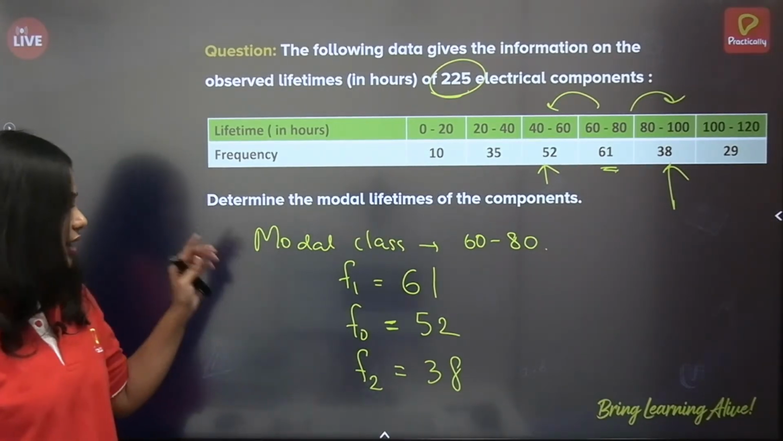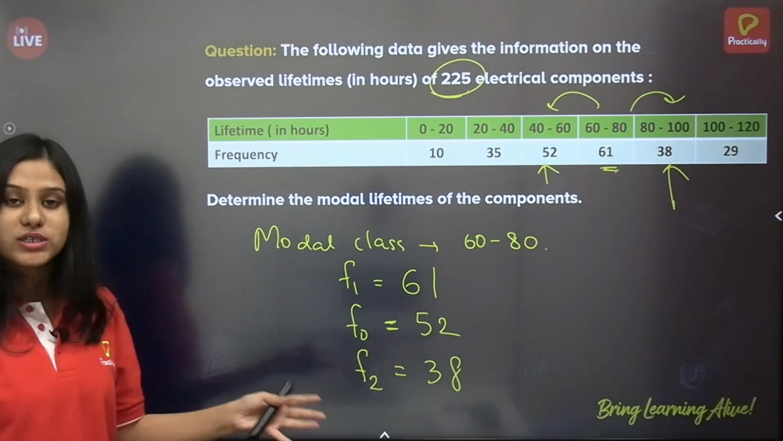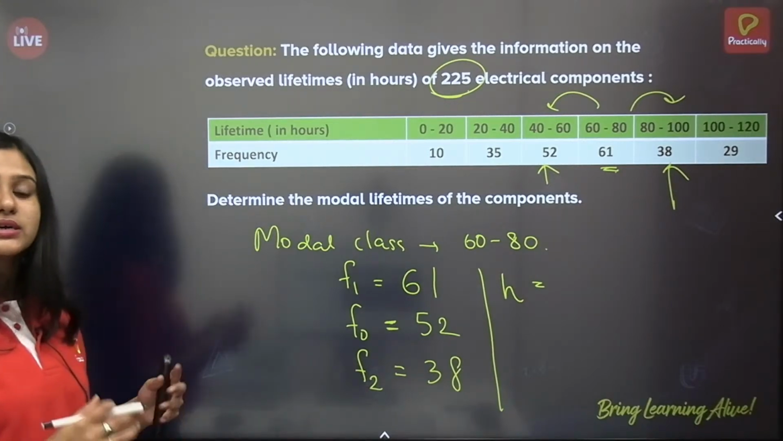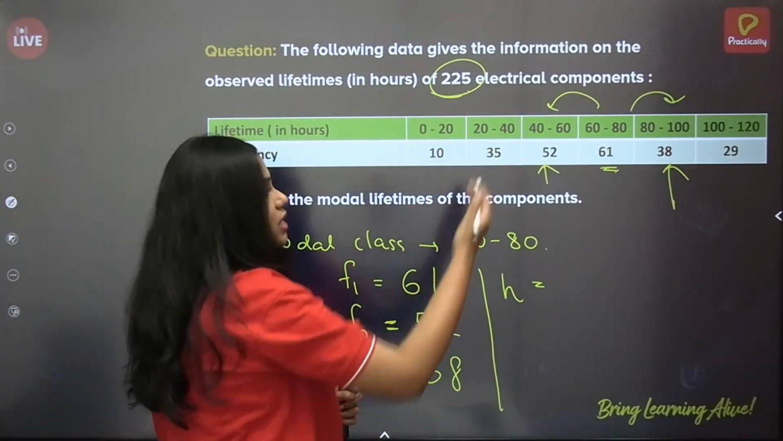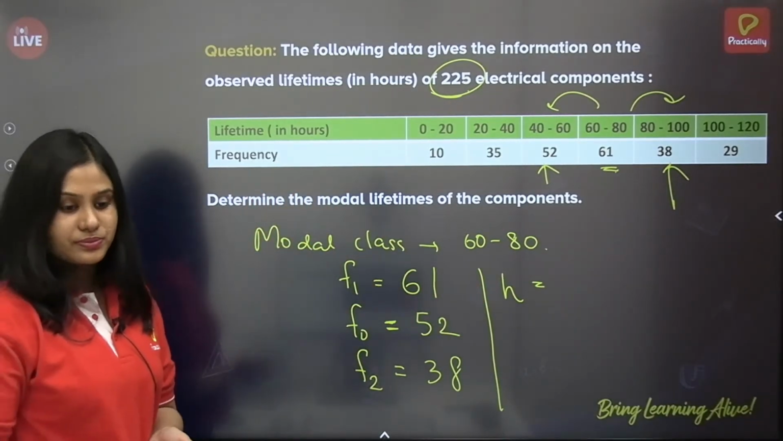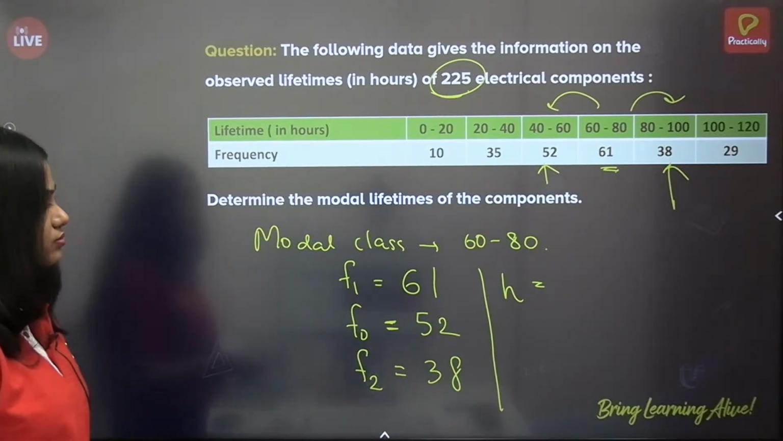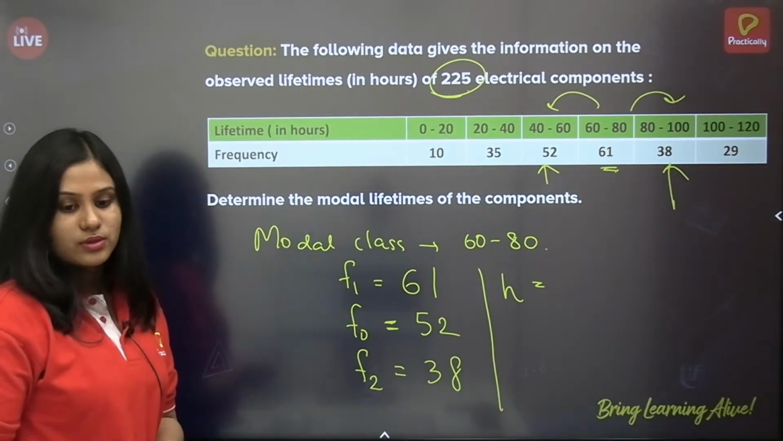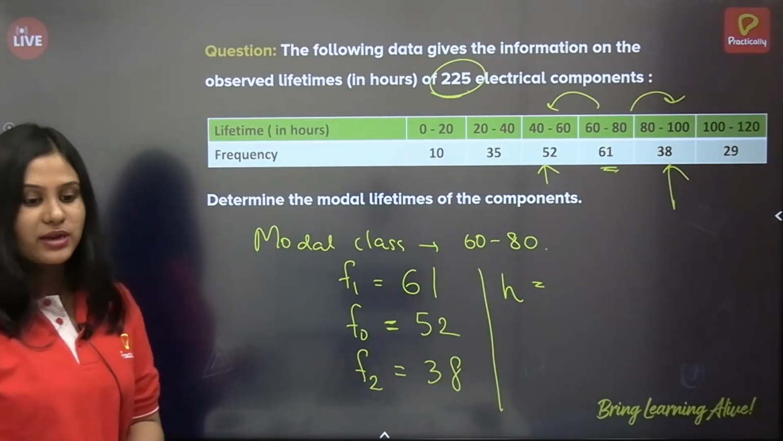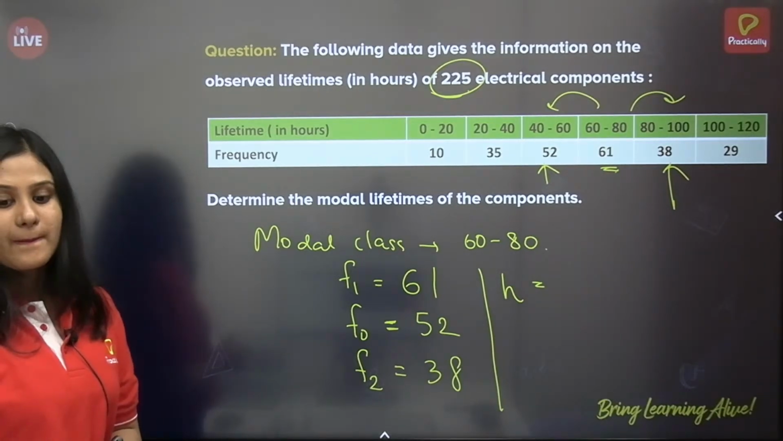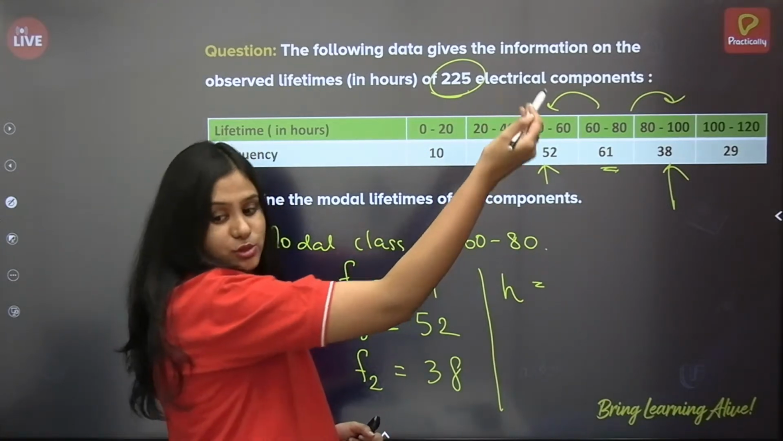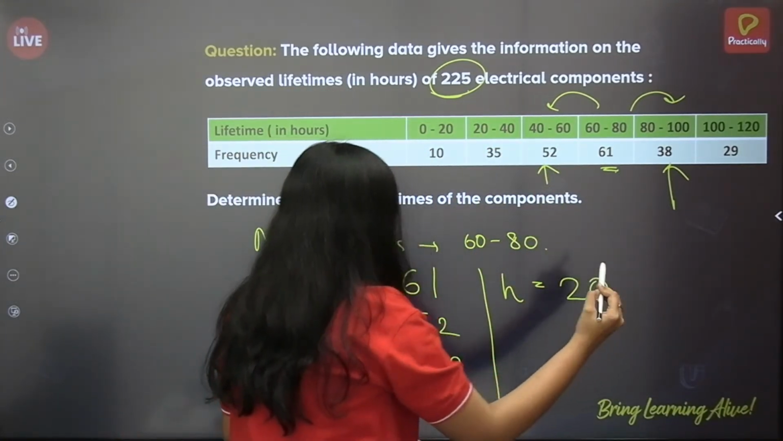Okay. Now we know what F1, F0, F2 are. What else do we have to know? We have to know what H is. So H is nothing but the class size. Check the class intervals and tell me what the class size is. So class size is 20, correct? So 0 to 20, 20 to 40, 40 to 60, 60 to 80, and so on. Very good, Aryan, it is 20.